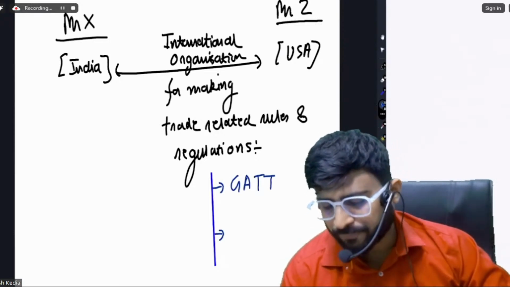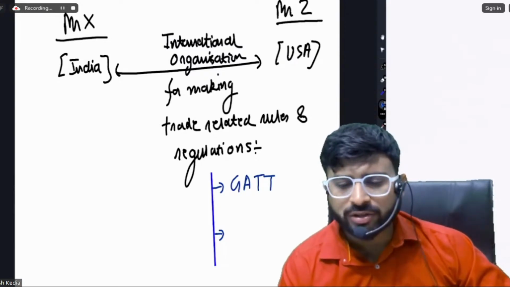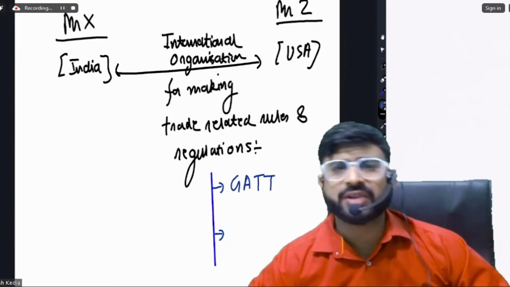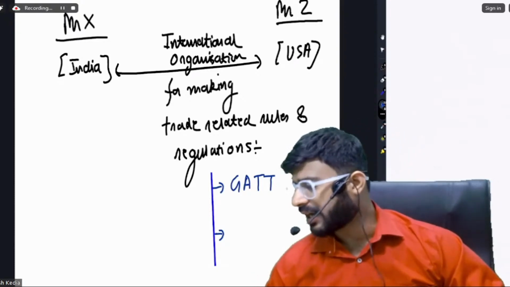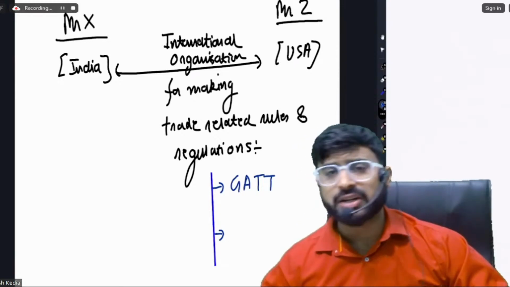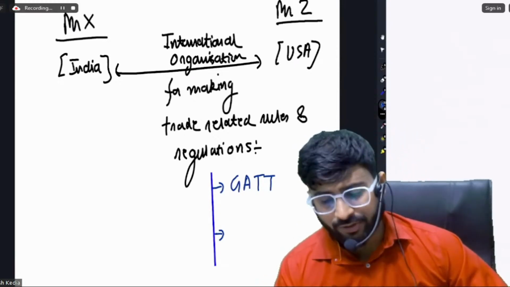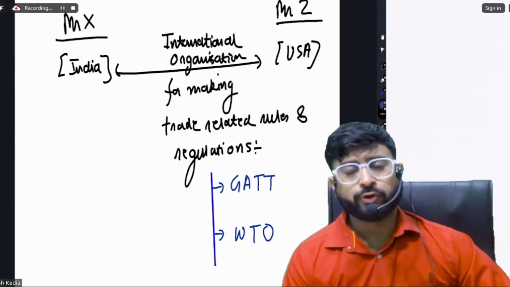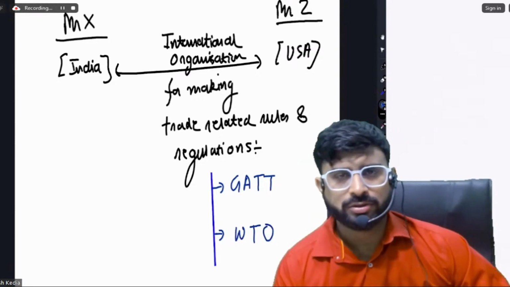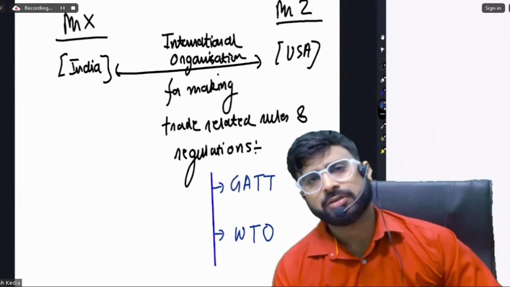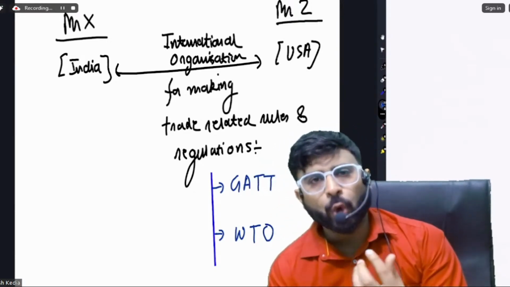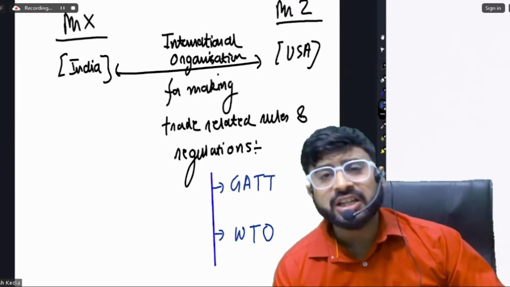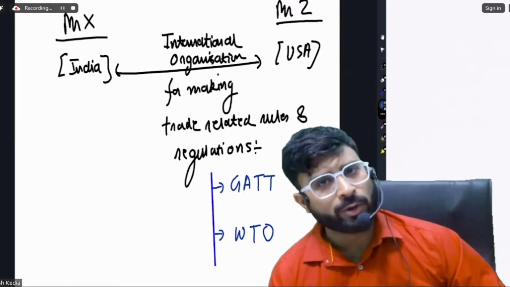Number one is GATT, the General Agreement on Tariffs and Trade. And the second one would be WTO, for trade-related matters. If any issue related to trade arises between countries, it was earlier referred to GATT, and nowadays it goes to the WTO.